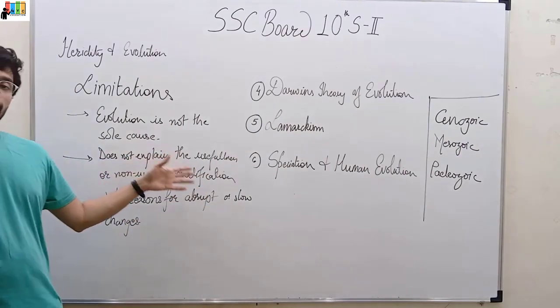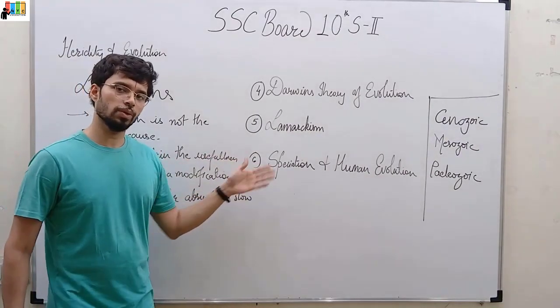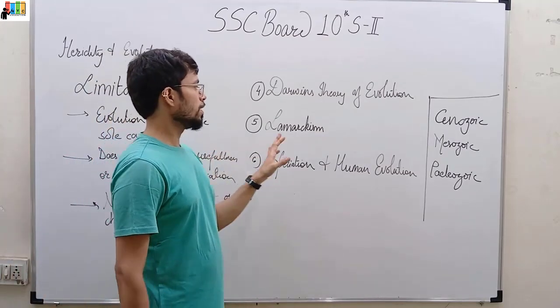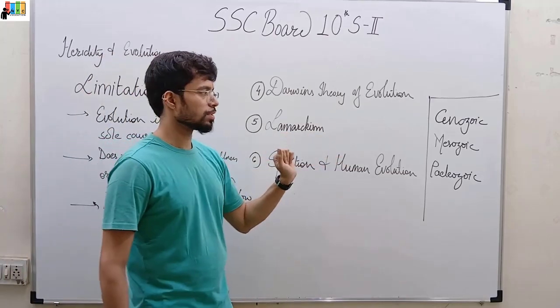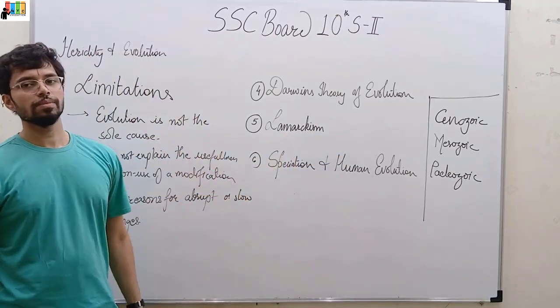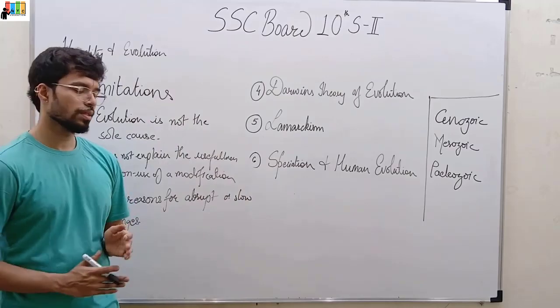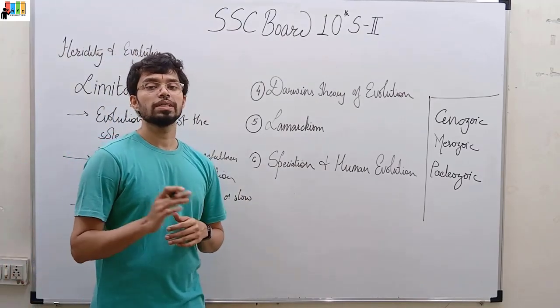So then we look up to Lamarck. Lamarck was his contemporary, though he was older than Darwin. So this theory is more appropriate. Of course, this has also got limitations. But Lamarckism, essentially, if I put it in one word, is your need-based evolution.